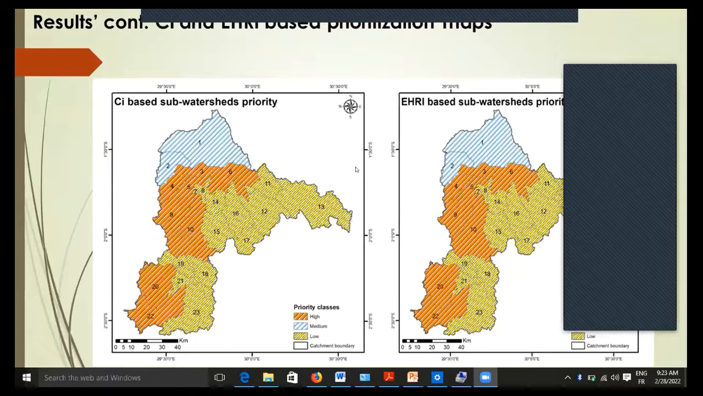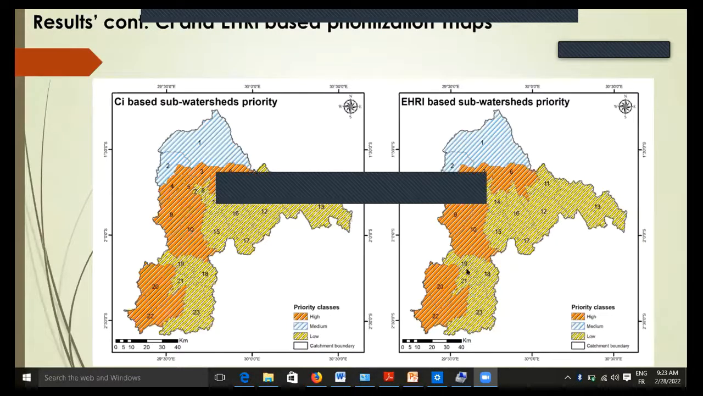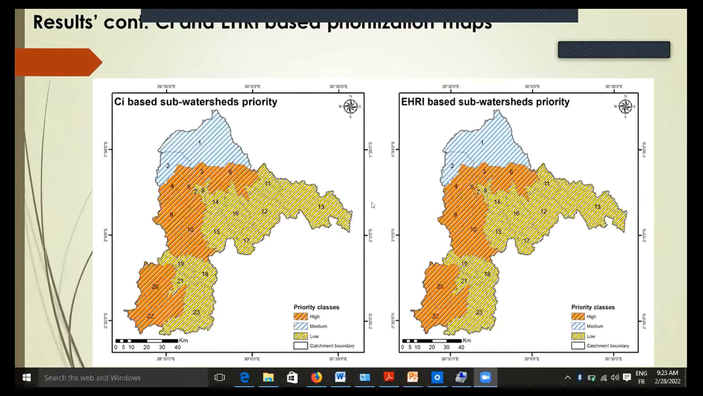The result only found that they yield the same outcome. The watershed under cluster C2 has got high priority and C1 lowest priority on both approaches. So the study attempted to compare the commonly used watershed generalization, the CI and erosion hazard rate index based on AHP. And as a main conclusion, we say that they both yield the same outcome. So thank you very much for your kind attention.